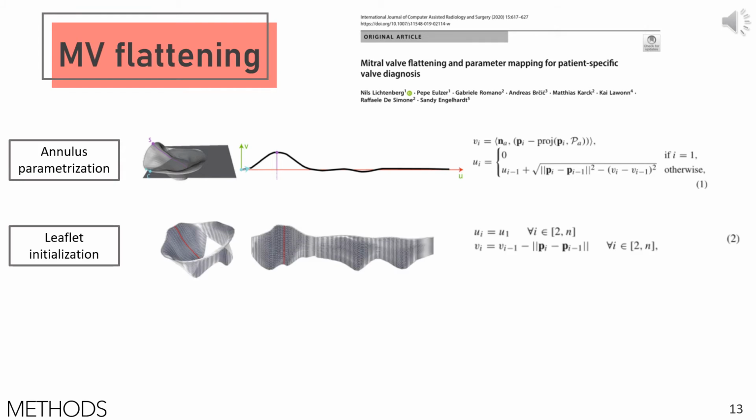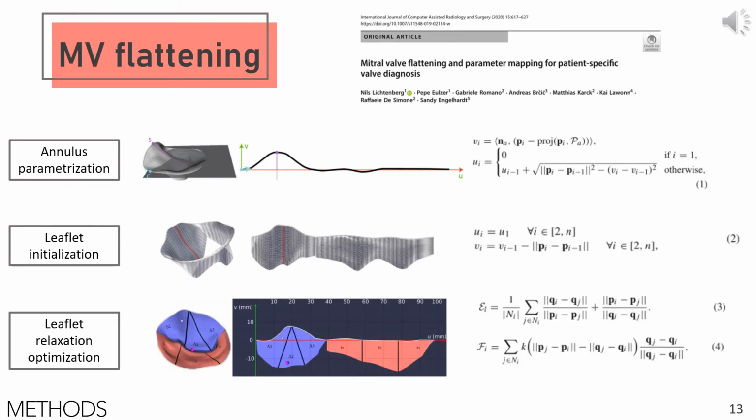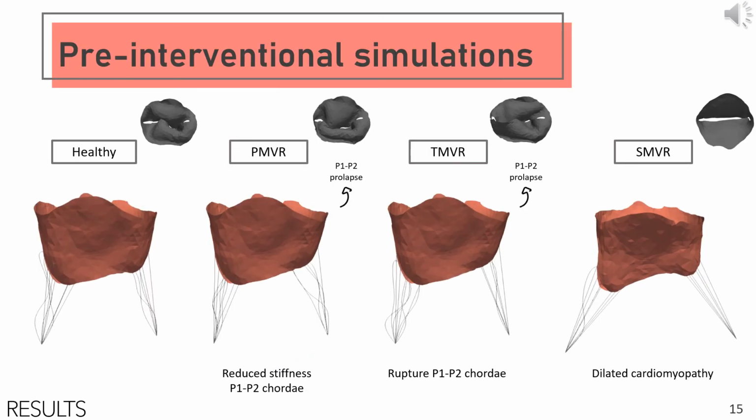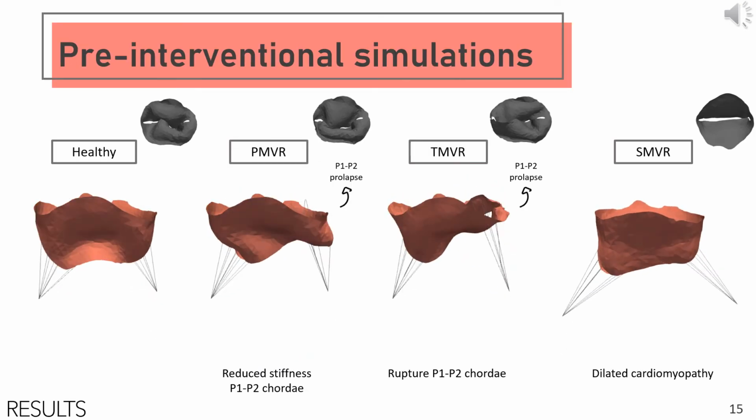The next step consists in placing the leaflet geometry below the annulus. To do so, we have to use the spline-like lines. Each point within this line shares a u-coordinate, and the distance between points is preserved vertically. Finally, the geometry is optimized to achieve a more area-preserving flattening. This is done minimizing an energy term describing the distortion of the distance between particles. So, following these 3 steps, we can find a correspondence between 3D points and 2D points and eventually obtain a 2D mesh. Moving on to the results, these are the 4 pre-interventional simulations.